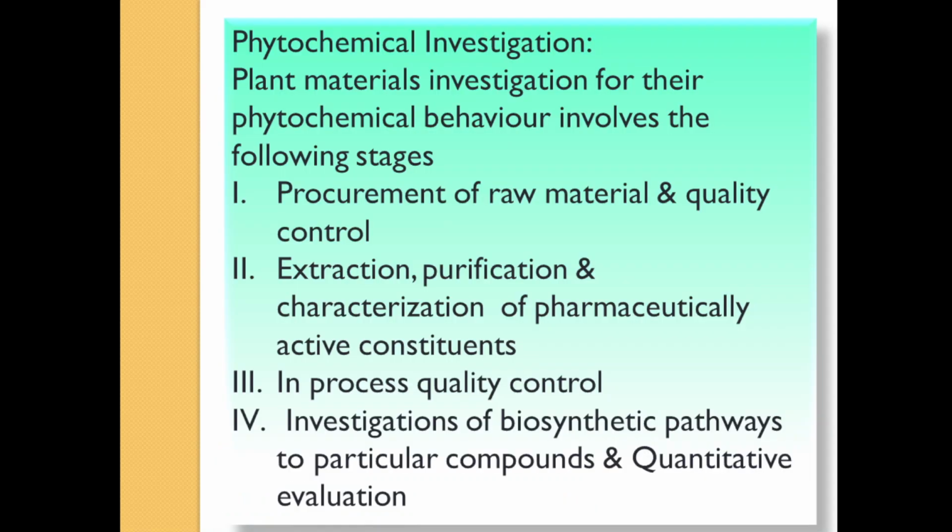After that, phytochemical investigation. For the plant material which is to be investigated, identified or evaluated, phytochemical investigation involves the following stages. First is procurement of raw material and quality control. Whatever raw material is used to study or evaluate should be procured and the quality should be maintained till complete evaluation of that particular drug. After procurement of raw material, extraction is done.